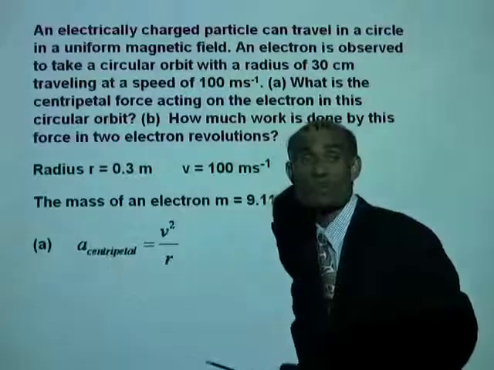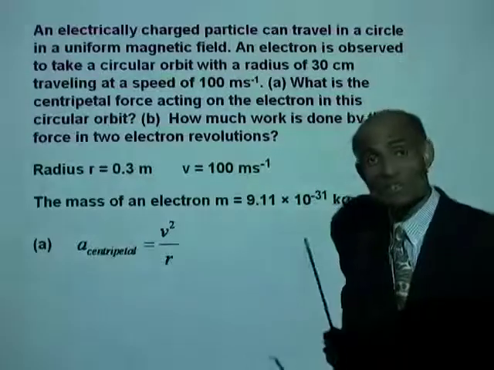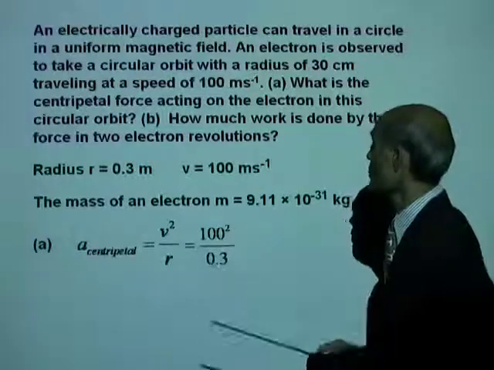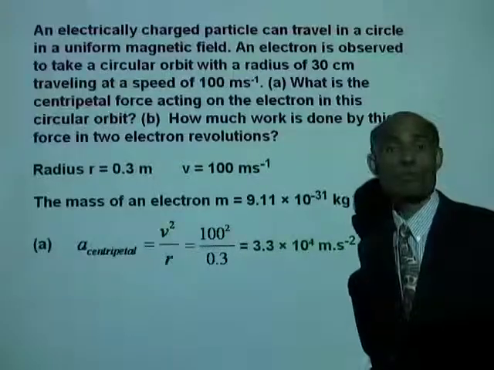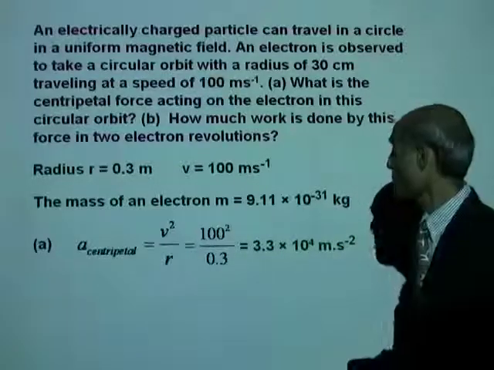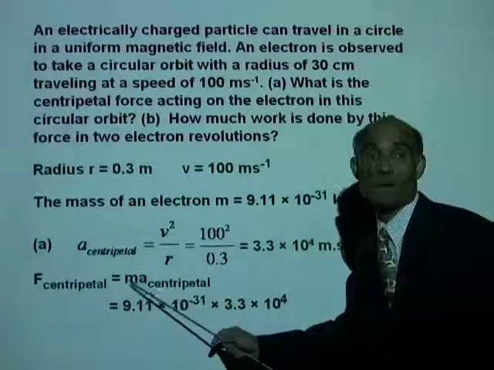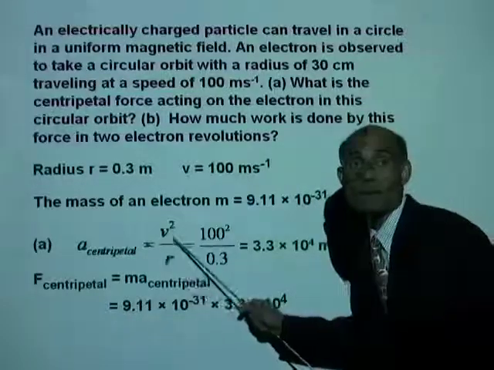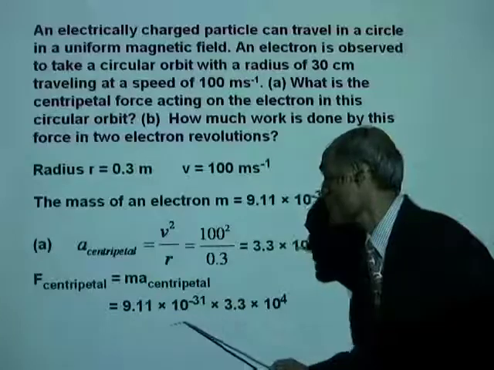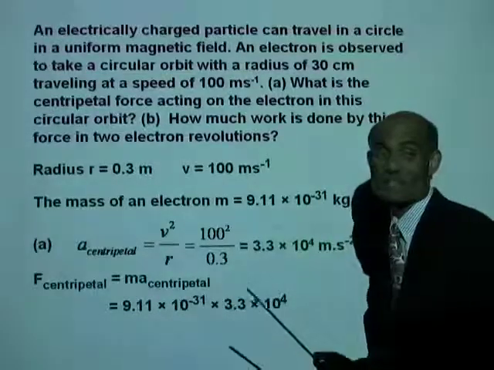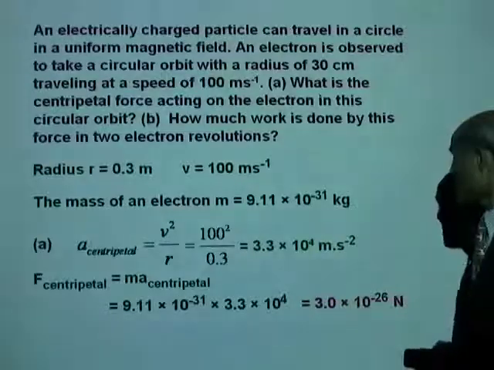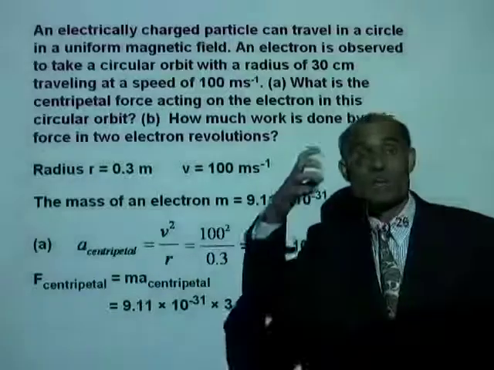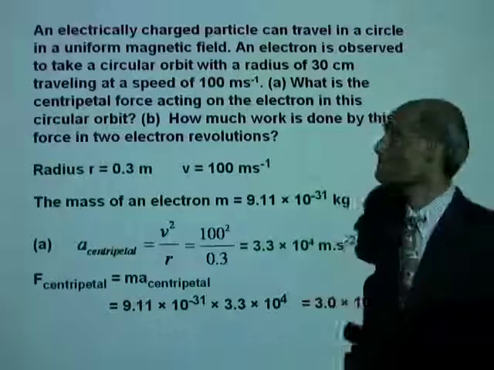The centripetal acceleration is v squared over r. That is 100 squared over 0.3, which is 3.3 times 10 to the 4 meter per second squared. And the centripetal force will be mass times acceleration, mv squared over r. So multiply the mass of the electron by its acceleration, and that gives you 3 times 10 to the negative 26 Newton. It's a very small force that keeps the electron in that circular orbit.